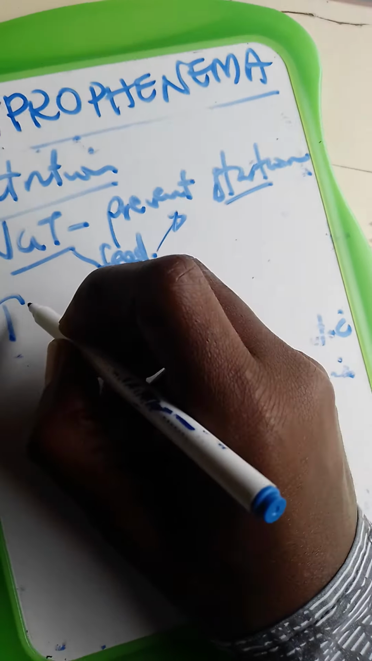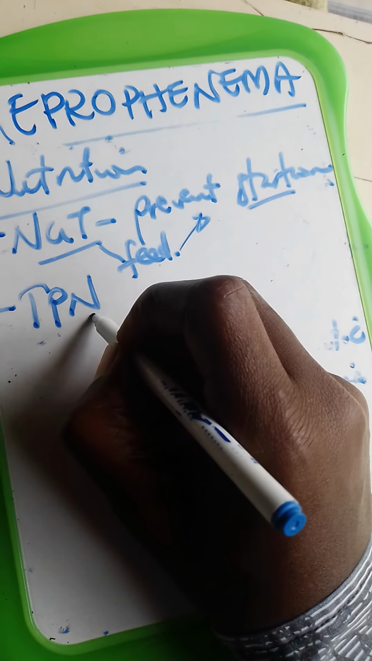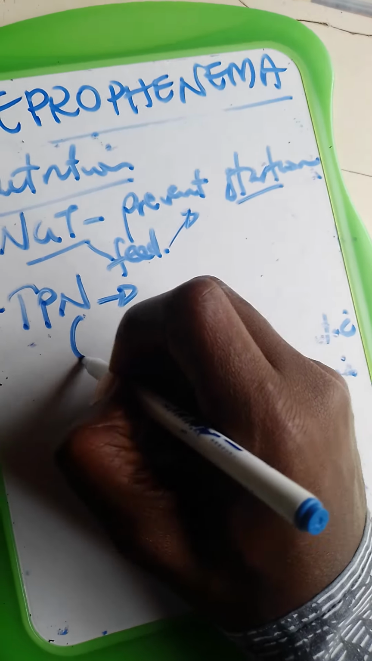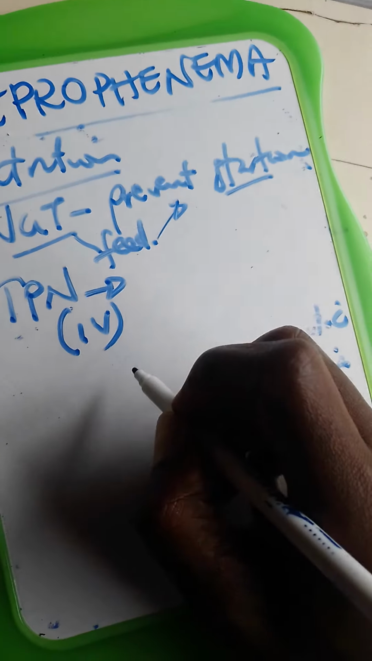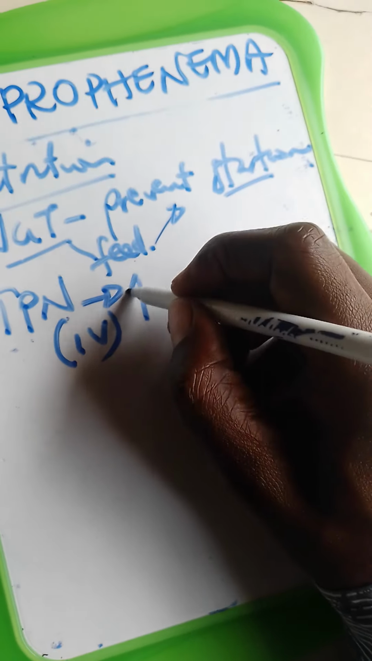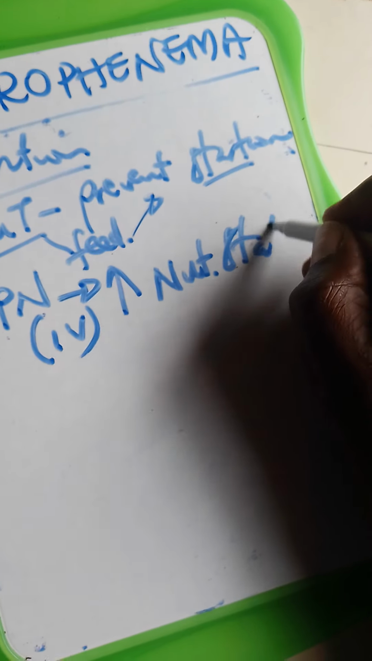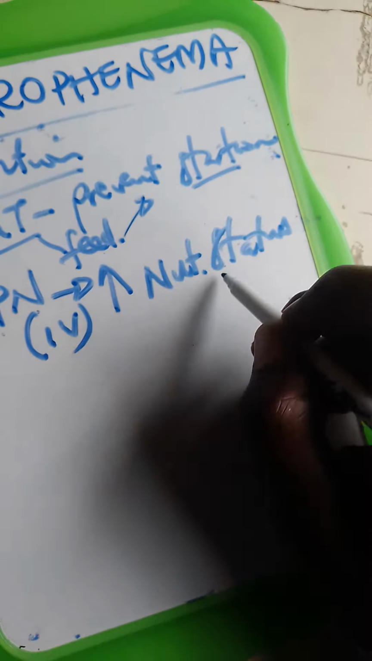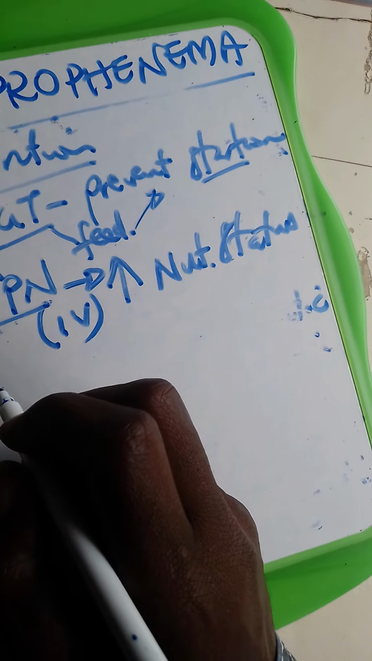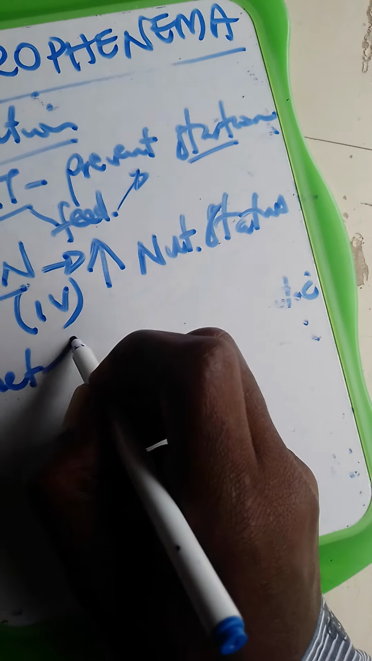Then you can also give what we call TPN, which is total parenteral nutrition. Some would say transparenteral nutrition. This is given IV. With this one, we're trying to improve the nutritional status of the patient. That's why we're giving total parenteral nutrition. Then again, I can also go on to talk about the diet now, what kind of foods you can give.